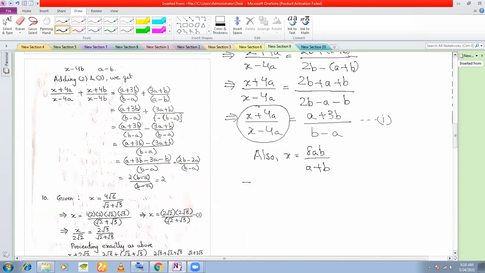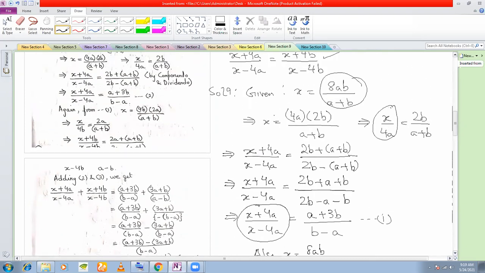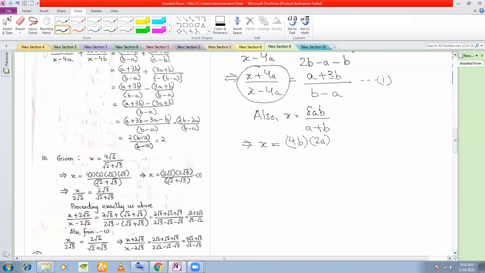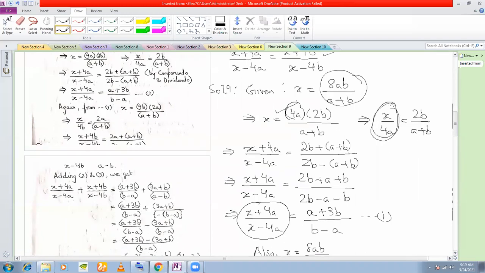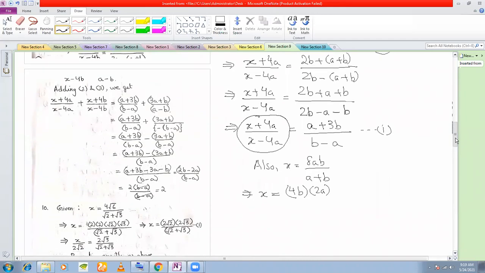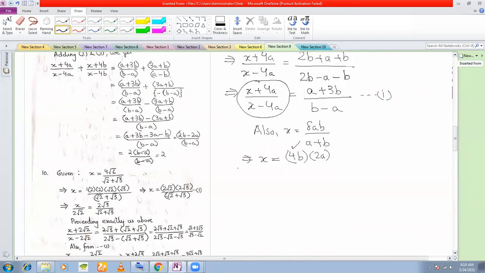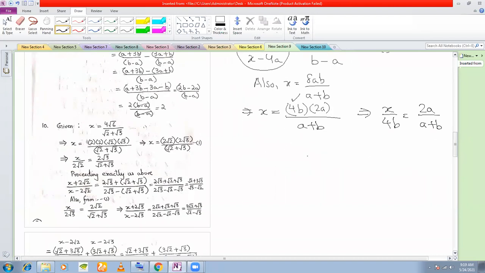Okay, this time, because we need a 4b in the denominator, I write this as 4b into 2a. See earlier I had written 4a into 2b here. This time I'm breaking this up as 4b into 2a, because earlier I needed x by 4a. That is why I brought a 4a here. But here I need a 4b. We need to find out the value of x by 4b. That is why I have a 4b here. So that is why I broke this up as 4b into 2a. So now if you divide both sides by 4b, now you can use componendo and dividendo.